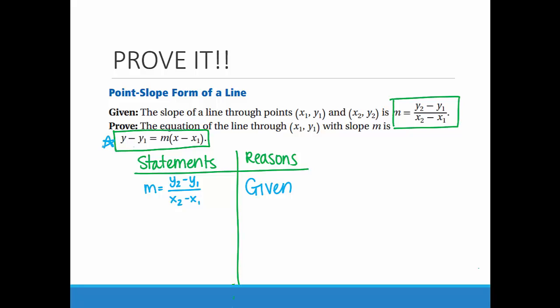So the first thing we're going to do is we're going to plug in or replace the x2, y2 with x, y. And we can do that because of substitution. Remember, in every formula, we end up with just a solid x and a solid y that don't change. So that means this becomes m equals y minus y1 divided by x minus x1.